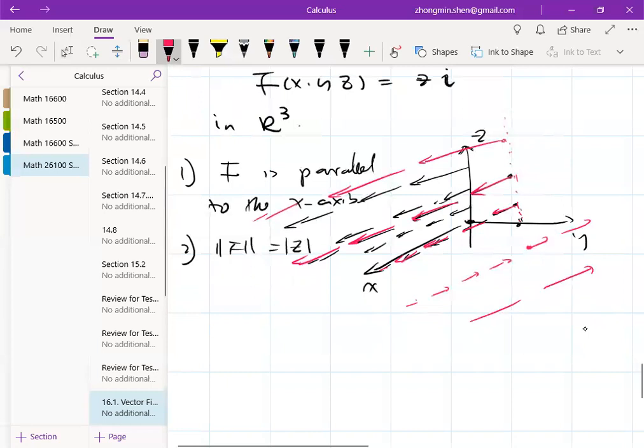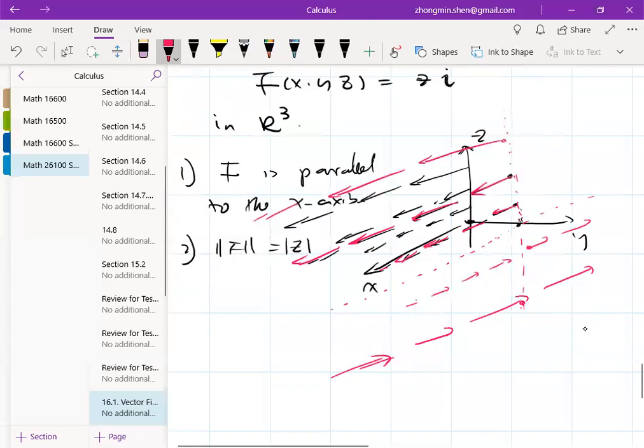So this is longer because the z value is negatively large. Okay, and here along the XY plane, the vectors are all equal to 0, degenerate.